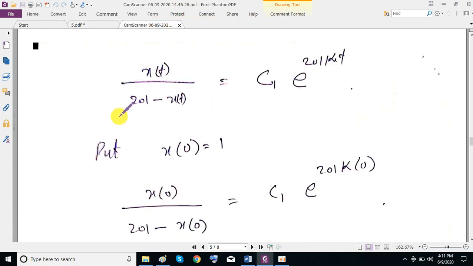Okay, so after that this is the form of solution. x of t divided by 201 minus x of t equal to c1 e power 201 k of t. Now put the initial condition, that is initially the infected person is 1, so x of 0 equal to 1. Now put x of 0 here, in place of t put 0. So x of 0 over 201 minus x of 0 equal to c1 and in place of t put 0, so this will totally become 0.